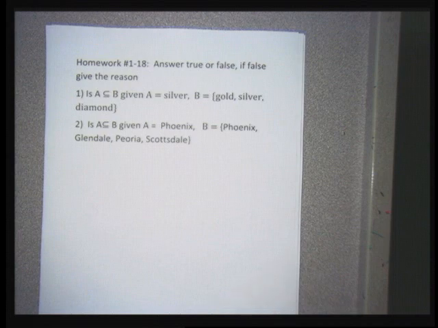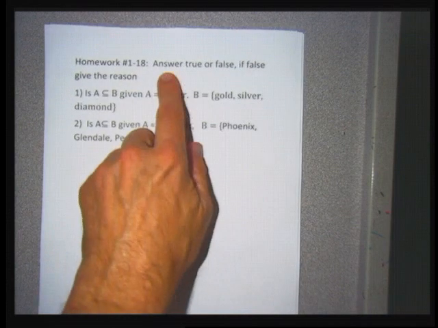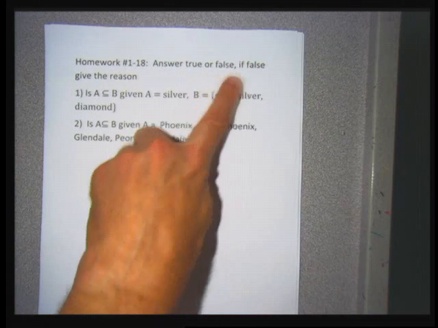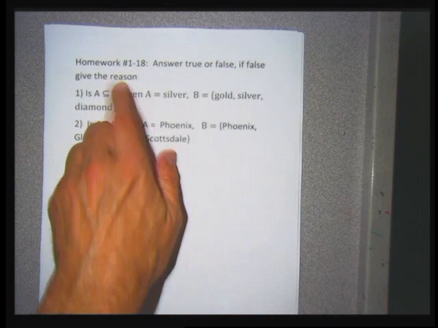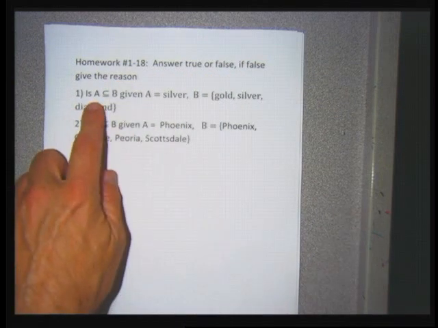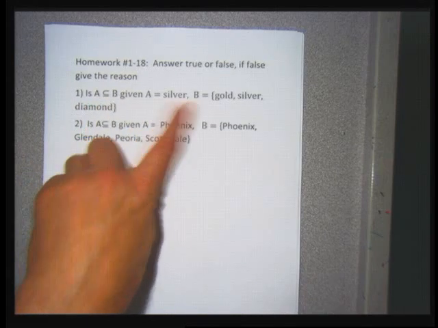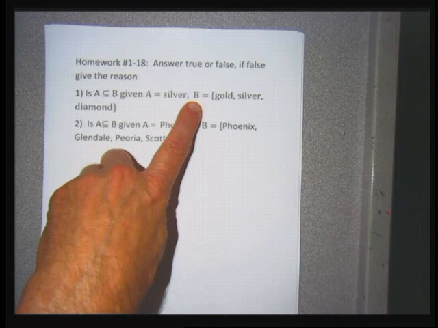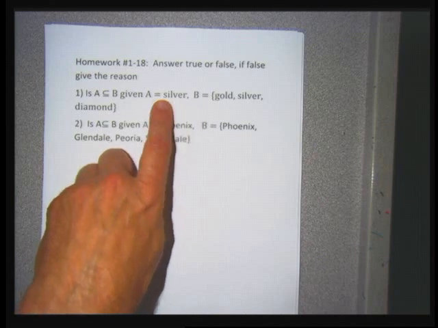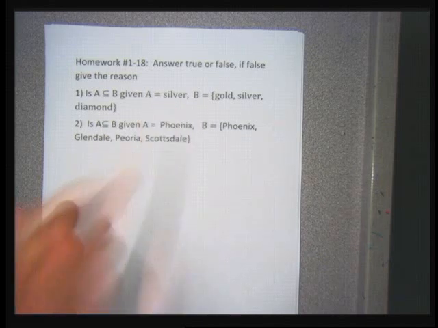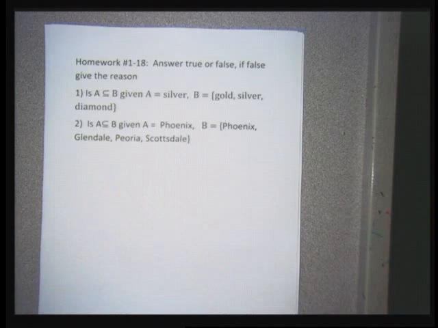So I'm going to read my question really quick. It says answer true or false. If false, give a reason. So question 1, is A a subset of B? Given A is silver, B is a set containing gold and silver and diamond. You need to figure out whether that's true or false. And I was answering yes or no, but we're going to answer true if it's yes, false if it's no. And then if it's false, I want to say which rule is violated.